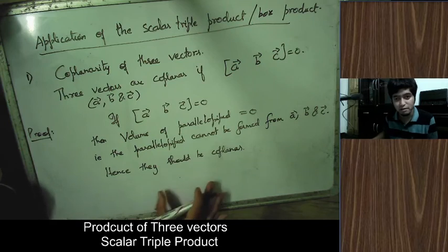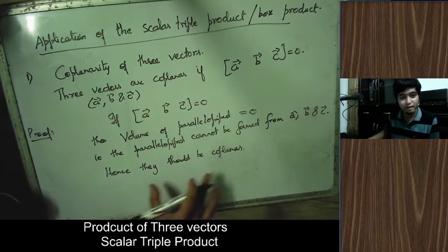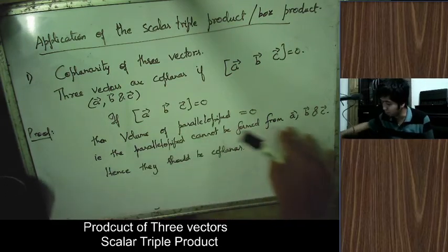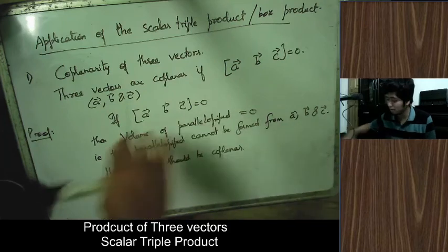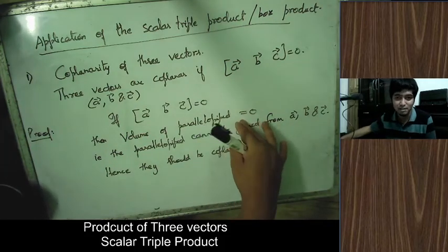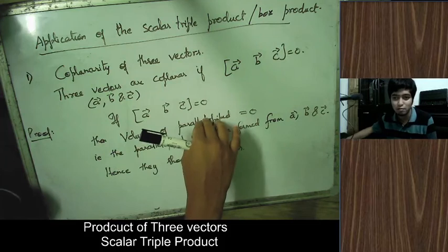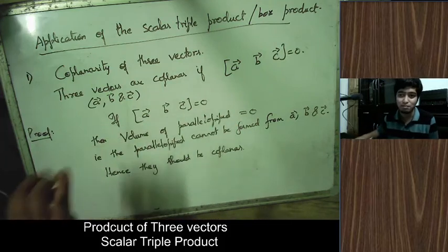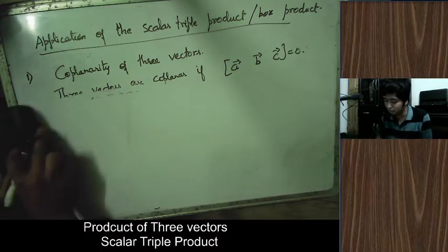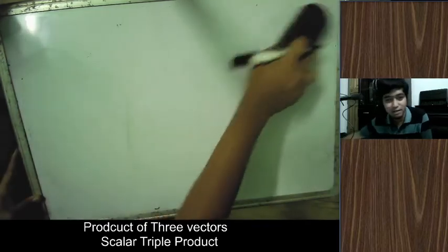Similarly, in the reverse, if they are coplanar, the parallelepiped cannot be formed. So the volume of the parallelepiped will be 0. That is why this box product will be equal to 0. That is all for now, but I will leave you with an exercise.